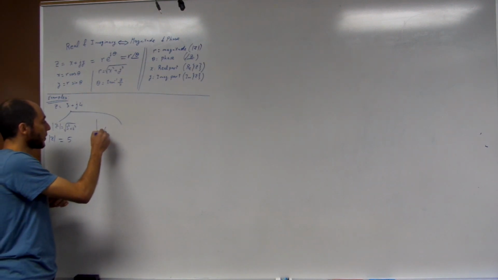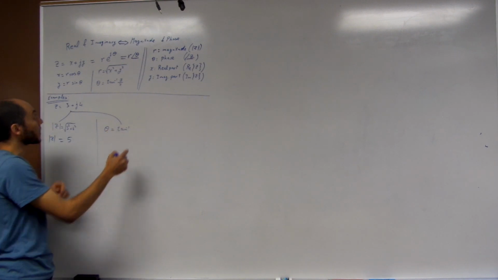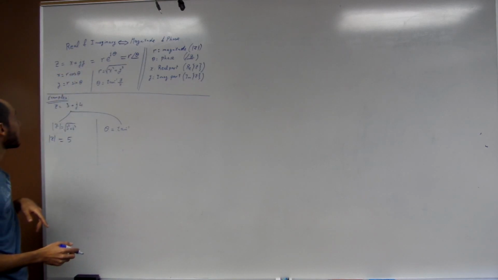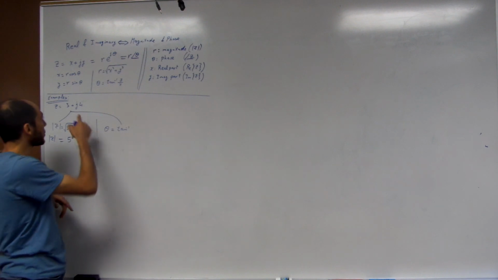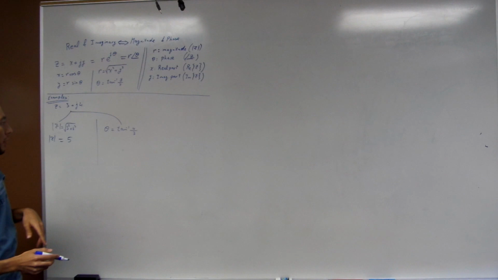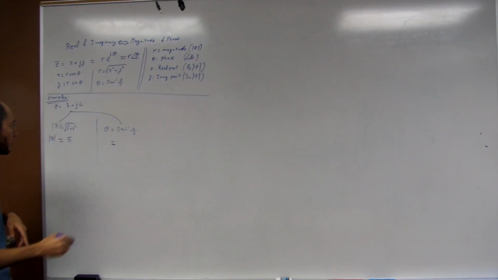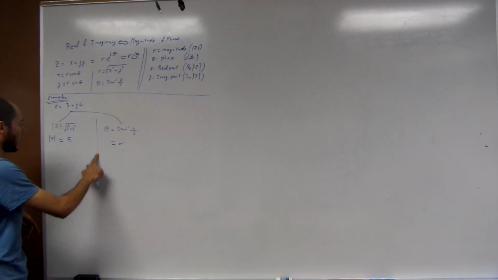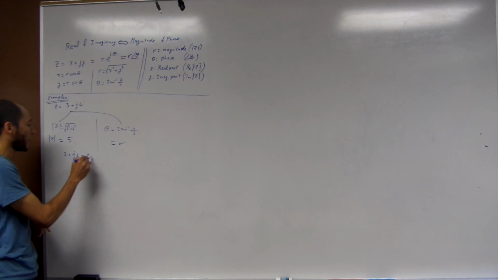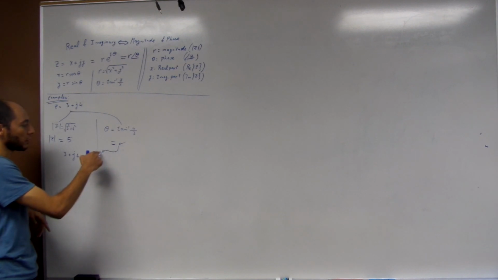What is theta? Theta is equal to tan inverse y over x. What is y? y is the value associated with the j, the value that is multiplied by the j, which is equal to 4, over x, which is equal to 3. Put this on the calculator and find out what this value is going to be. And this means that 3 plus j4 is equal to 5 e to the j theta. And this value is put here.